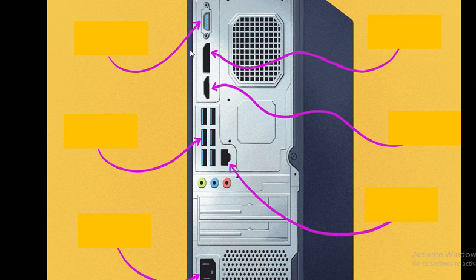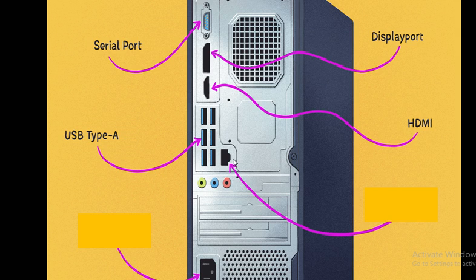Okay, now identify this. This is an updated CPU. This one we can call the serial port. This one is the display port. This one is HDMI. Nowadays most systems are using the HDMI port. These all are what kind of ports? USB ports, right? This one is the Ethernet port, and this one is the power port. Okay.